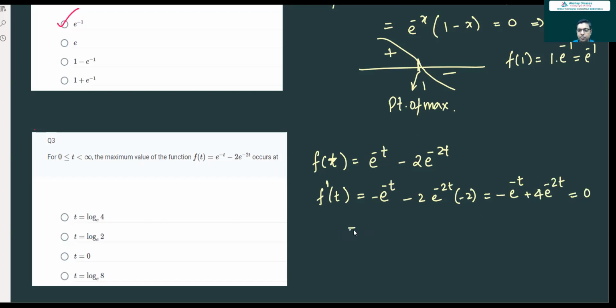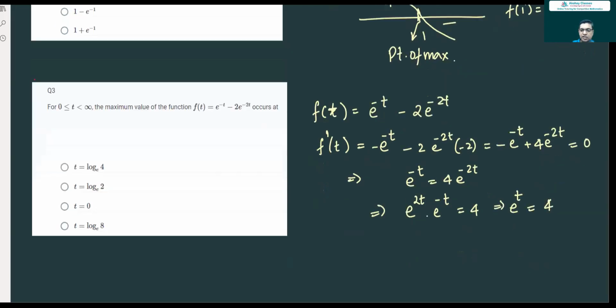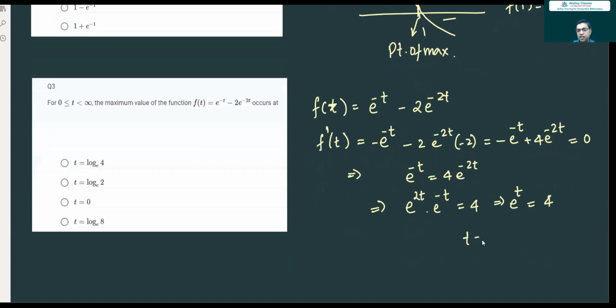This should be equal to 0. For this to be equal to 0, take this to the other side. We get e power minus t is equal to 4 e power minus 2t. Bringing this to this side, e power 2t into e power minus t equal to 4. We get e power t equal to 4. So we get t is log 4 to the base e. So log 4 to the base e.